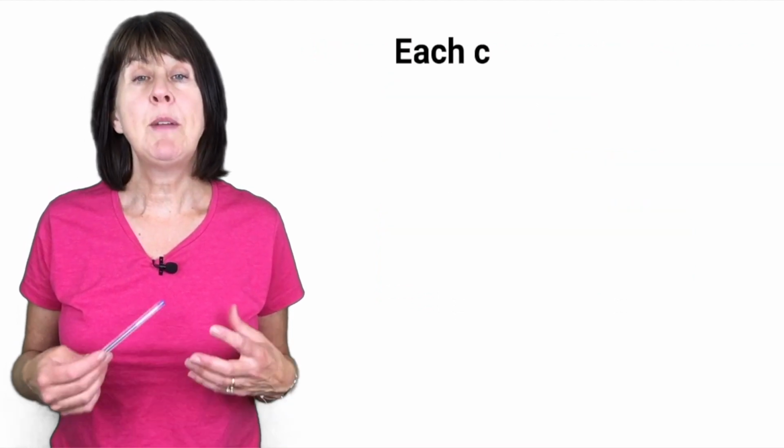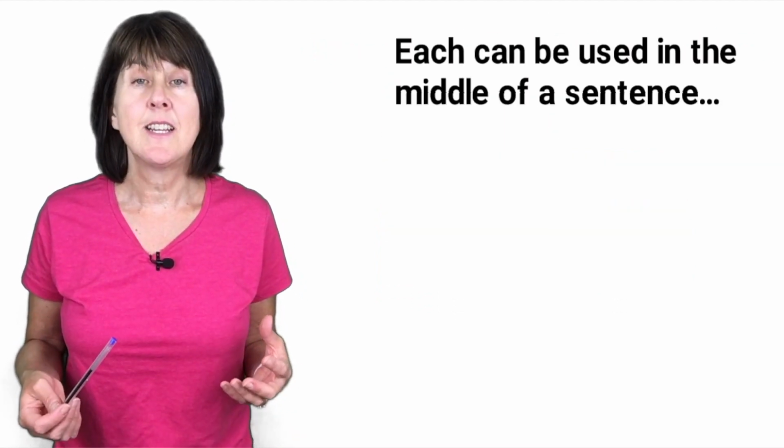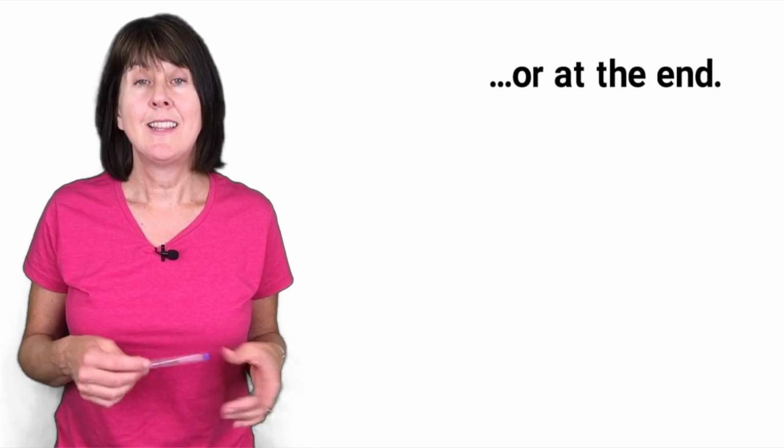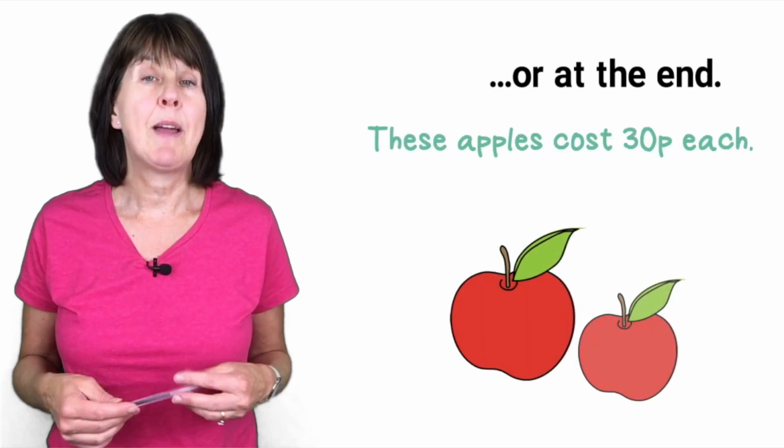3. Each can be used in the middle of a sentence. So, for example, the students were each given a book, or at the end. These apples cost 30 pence each.